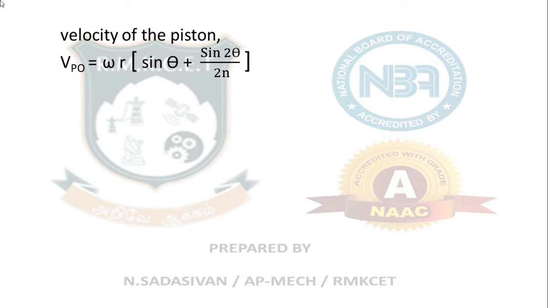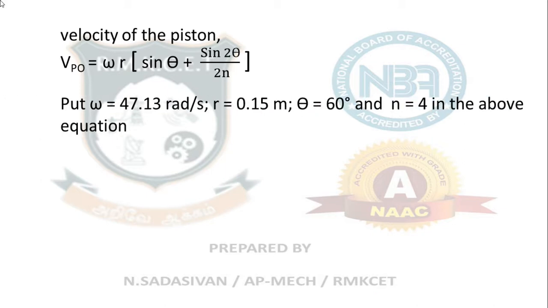So first thing, I am going to find out the velocity of the piston. So the formula for velocity of the piston is, where we have already used this formula many times, omega into R into sin theta plus sin 2 theta divided by 2n. So what are all the values I have? Put omega is equal to 47.13, that you have just now calculated, in place of omega. Next R is 0.15 meter, and theta is equal to 60 degree here and here, and n is equal to 4, and solve for all the values.